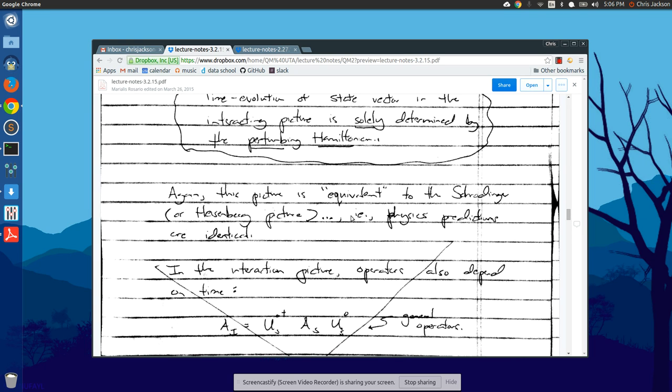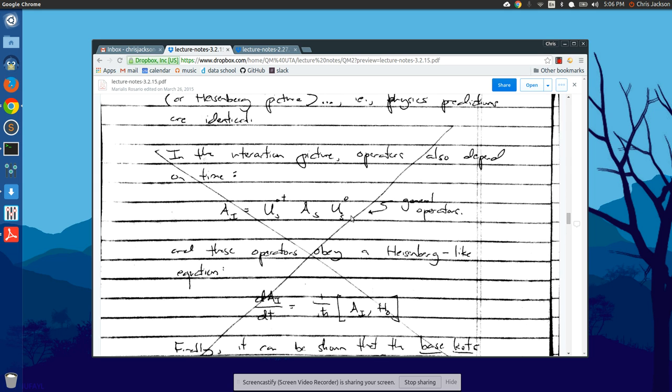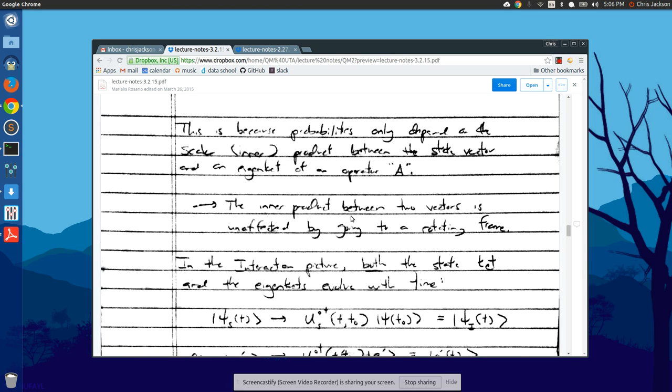All right. And it can't be stressed enough that this picture is equivalent to the Schrodinger or the Heisenberg picture in the sense that the physics predictions are going to be identical. The big difference is that now when we're trying to isolate time dependence, or trying to compute the transition probabilities, we're not going to have to carry around that annoying time dependence coming from just the normal time evolution of the state.